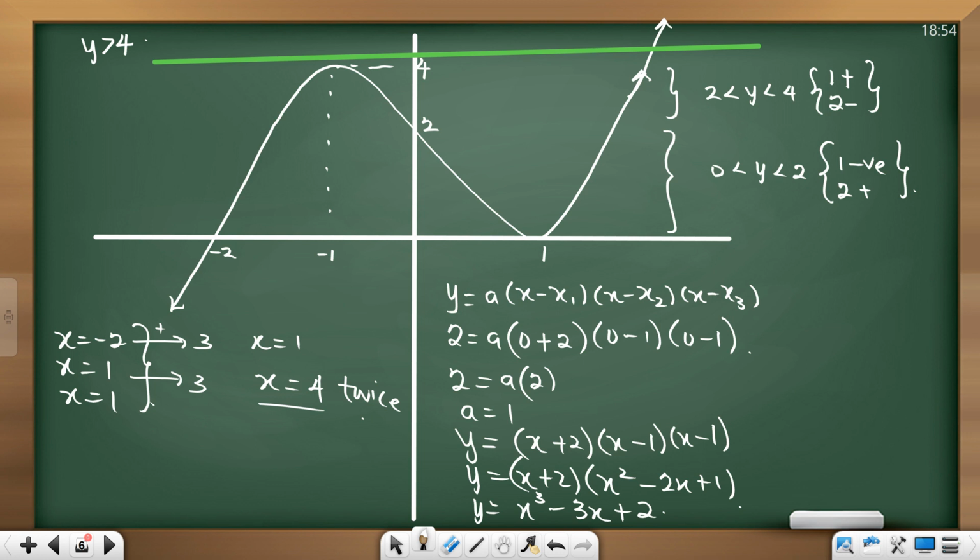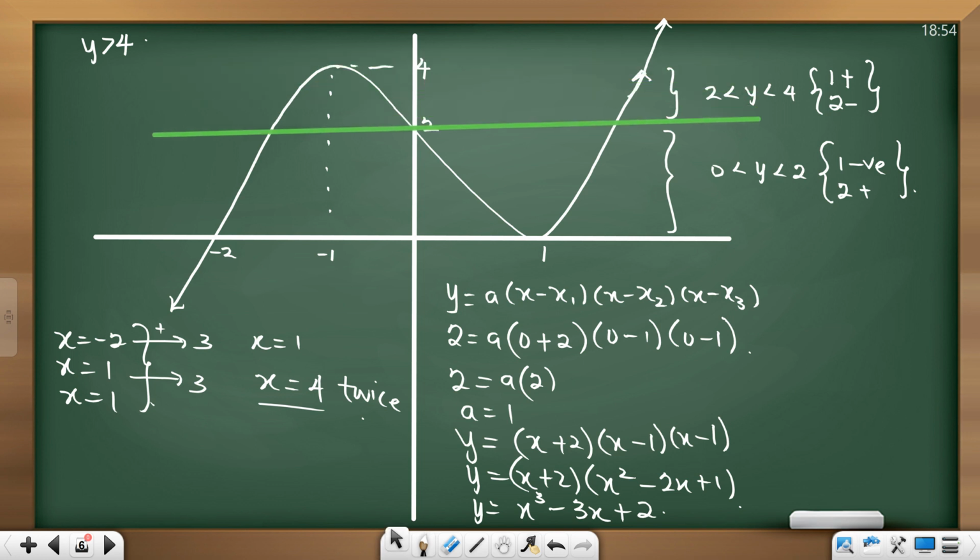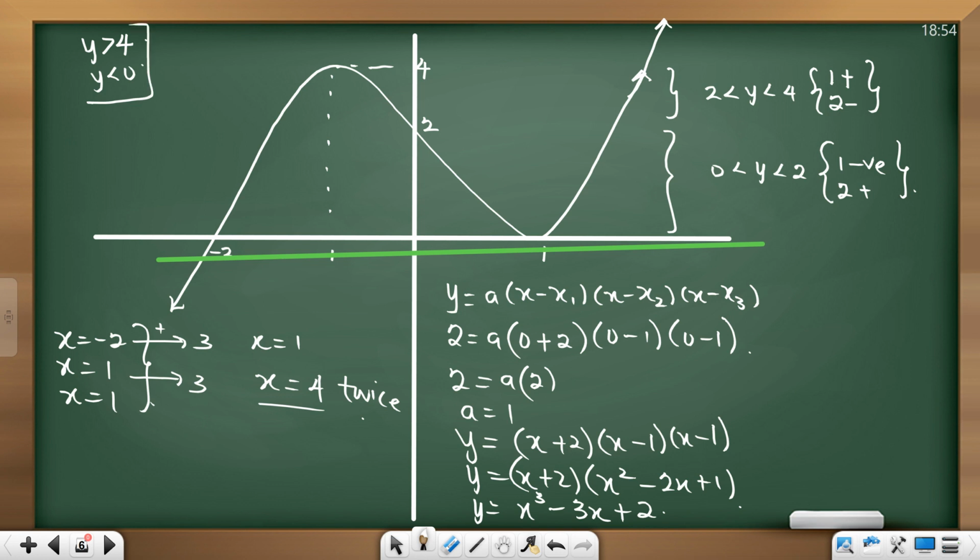Is that all though? No. That's your turning point. Just below the turning point, what's your answer there? Y is less than what? 0. Because the examiner did not specify, we have to look at both positive and negative.